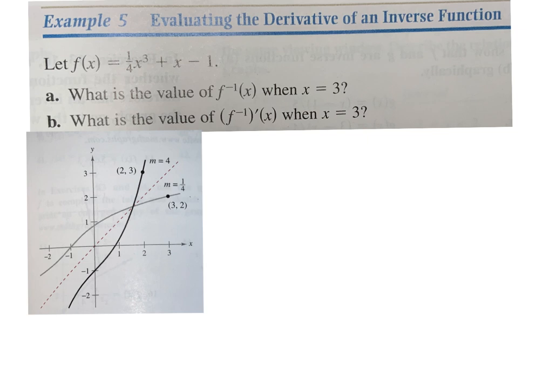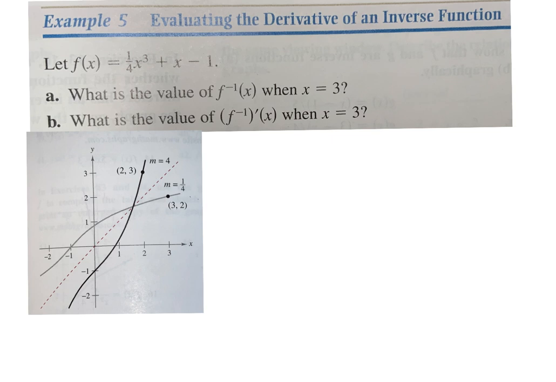So we have this function here, 1/4 x cubed plus x minus 1, which is this darker line here. This is my original function. What is the value of the inverse of x when x is 3? What is the value of the derivative of the inverse of x when x is 3? All right? So notice that f is one-to-one, right? So we know this is going to have an inverse and that it will be a function.